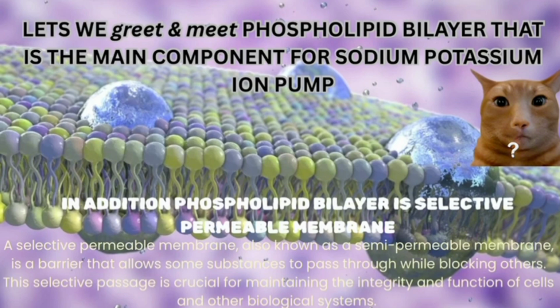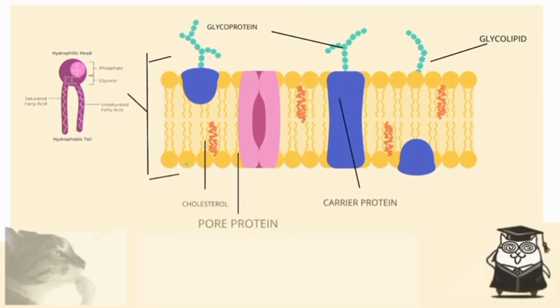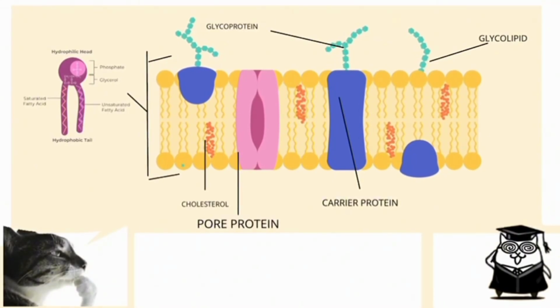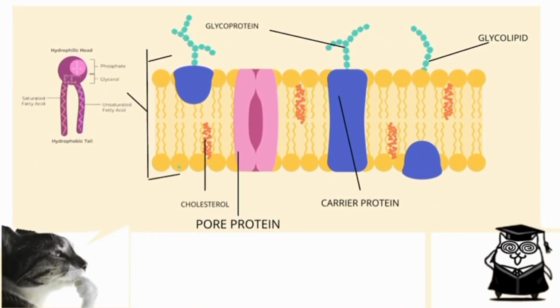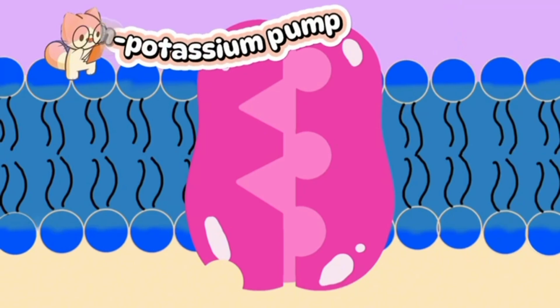The phospholipid bilayer is a selectively permeable membrane, also known as a semi-permeable membrane. It's a barrier that allows some substances to pass through while blocking others. This selective passage is crucial for maintaining the integrity and function of cells and other biological systems. This is the plasma membrane from earlier, and some of the components involved.